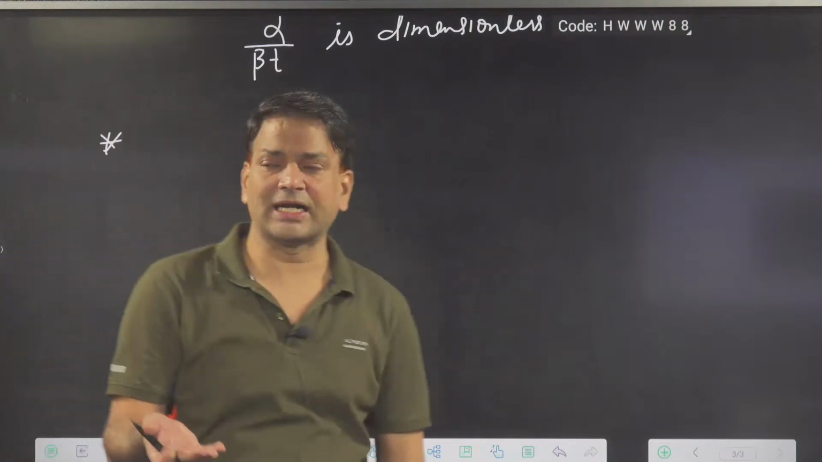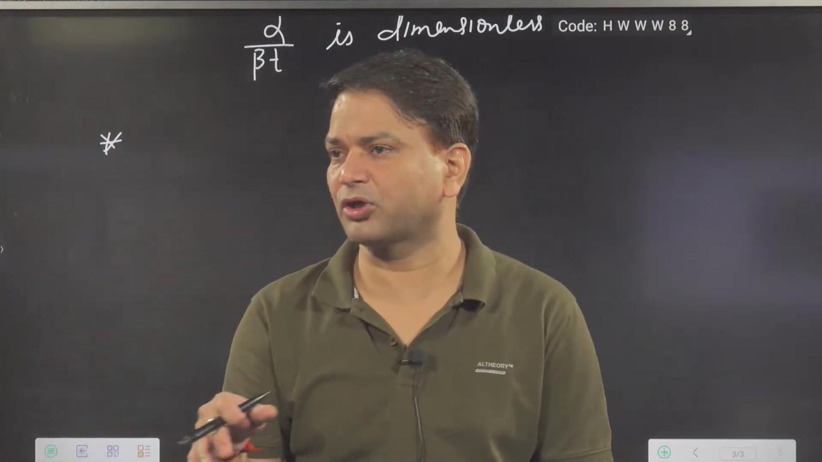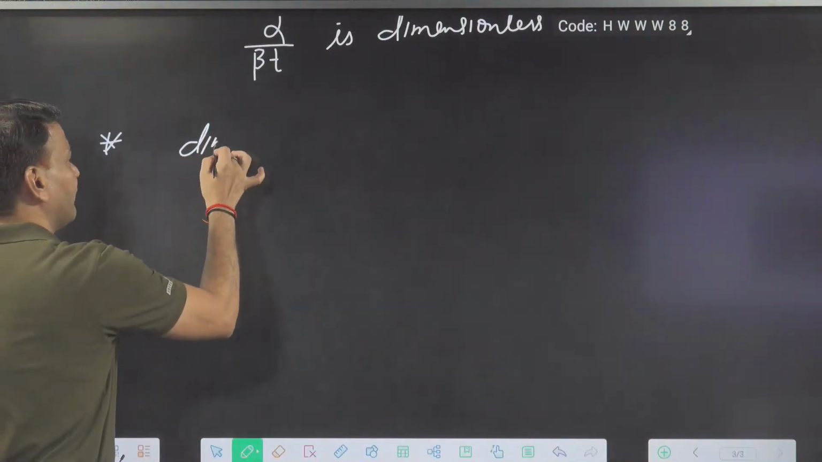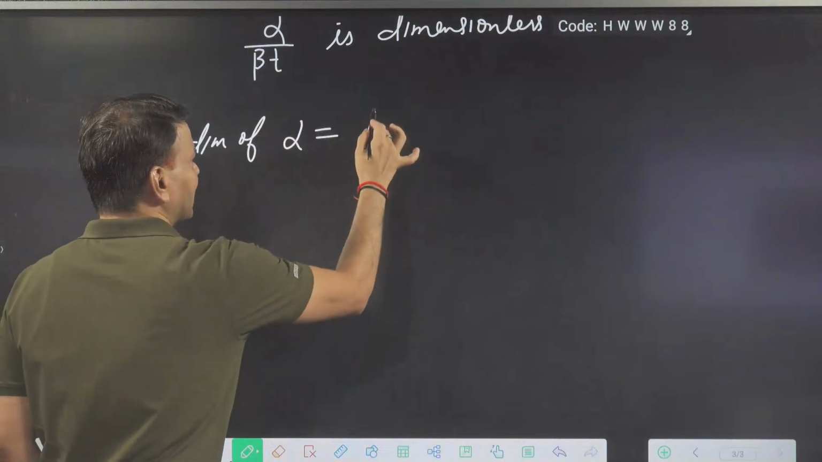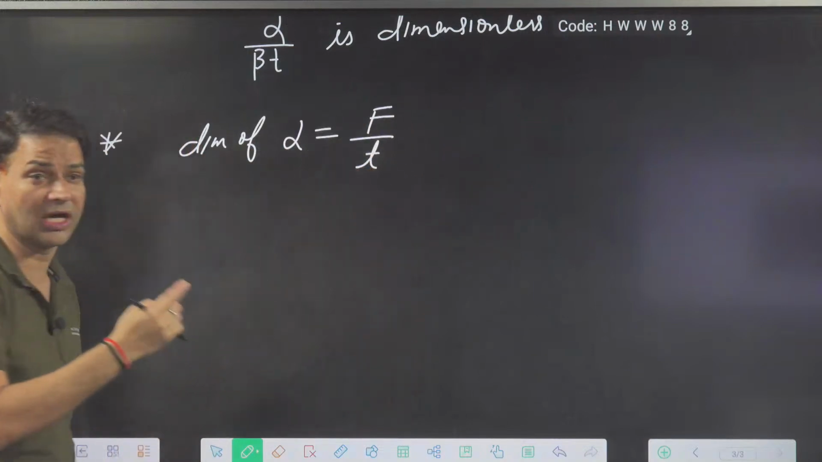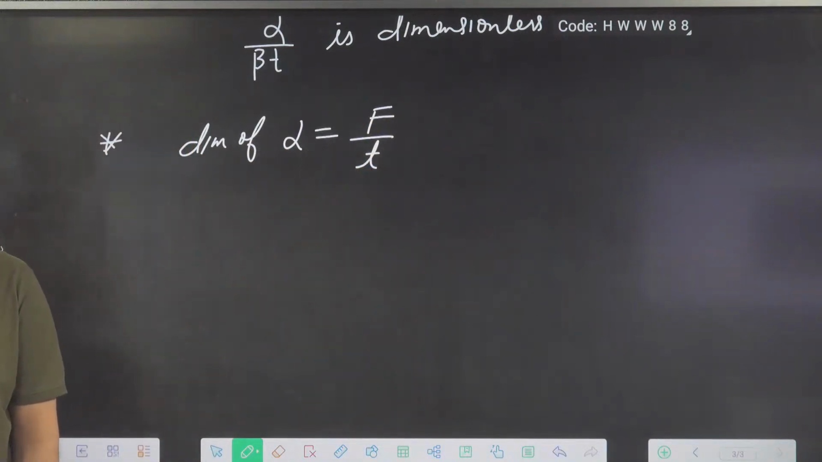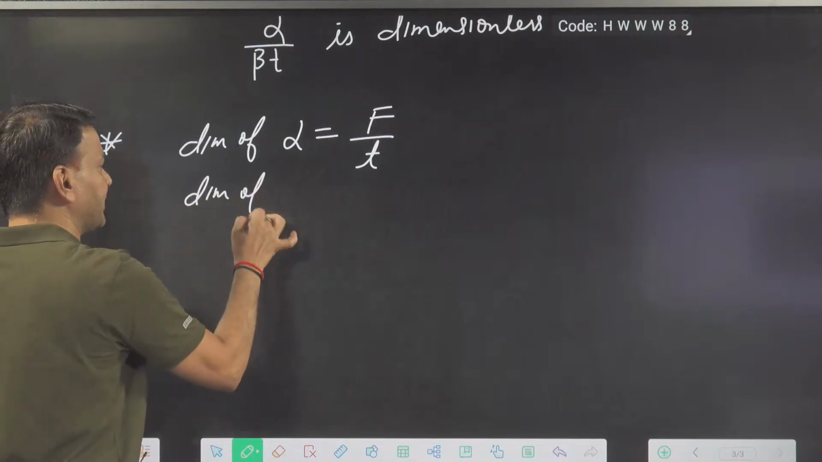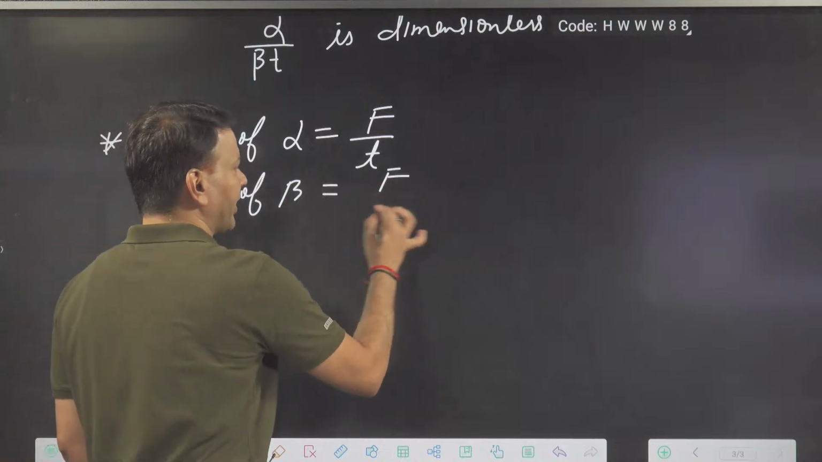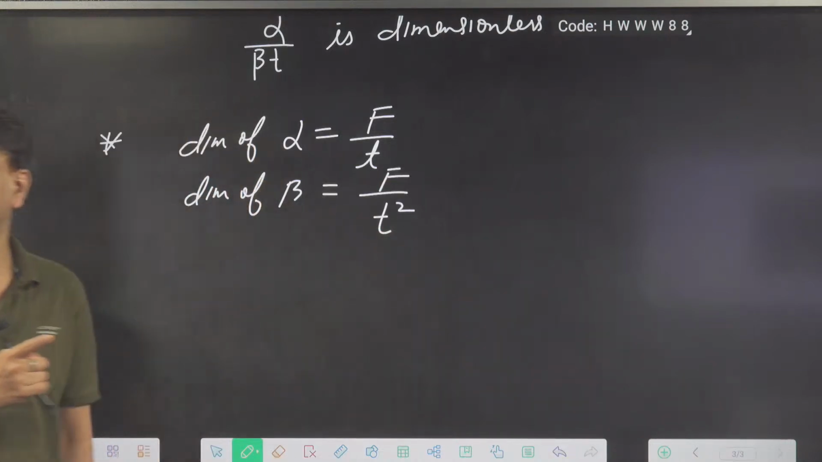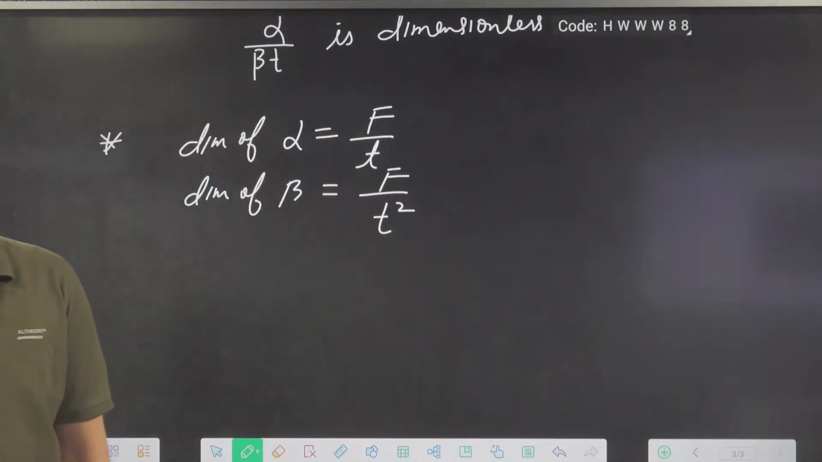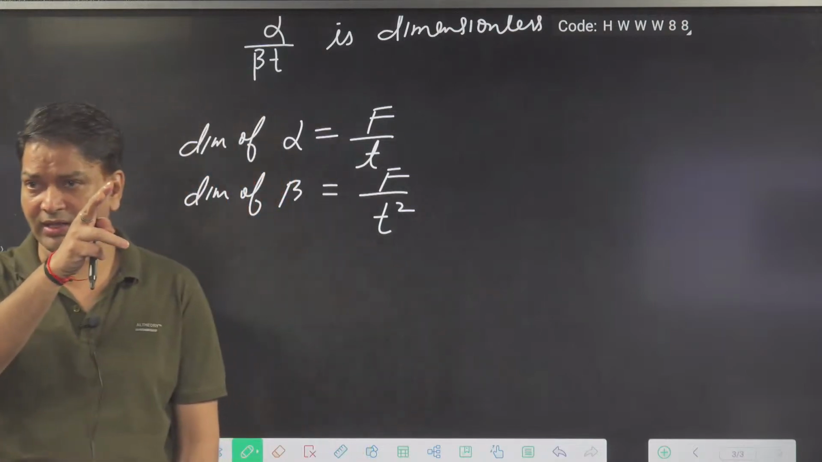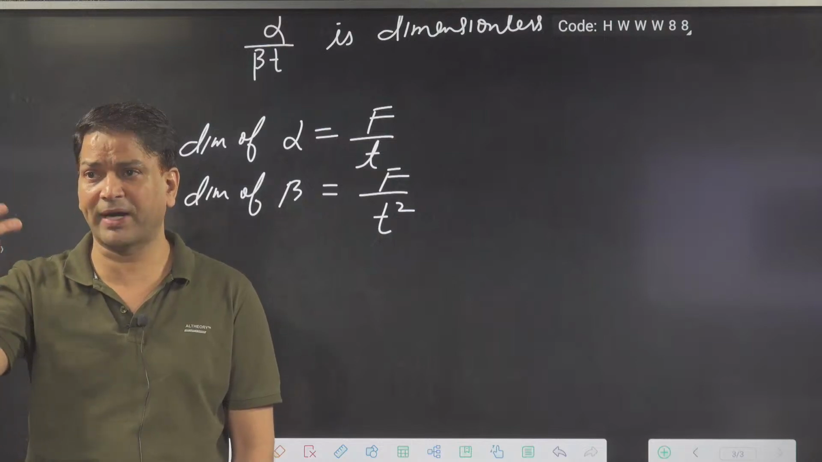Why should I find the dimension of F? There is no need to find the dimension of F directly. I can say in terms of dimension: the dimension of alpha is the dimension of F by T, because alpha T has the same dimension as F. Similarly, the dimension of beta is the dimension of F upon T square, because beta T square has the same dimension as F.